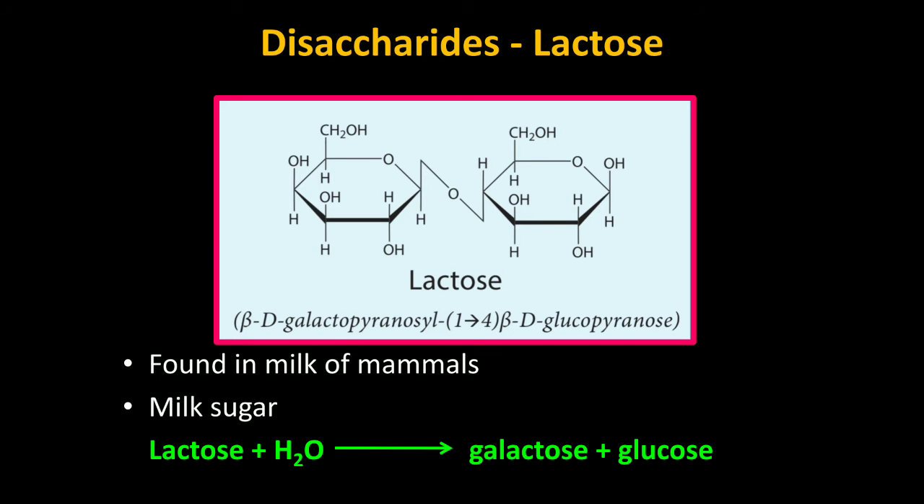Now, the next disaccharide is lactose. Lactose is a disaccharide which is mainly found in the milk of mammals. So it is referred to as milk sugar. When lactose is hydrolyzed, it yields galactose and glucose molecules.